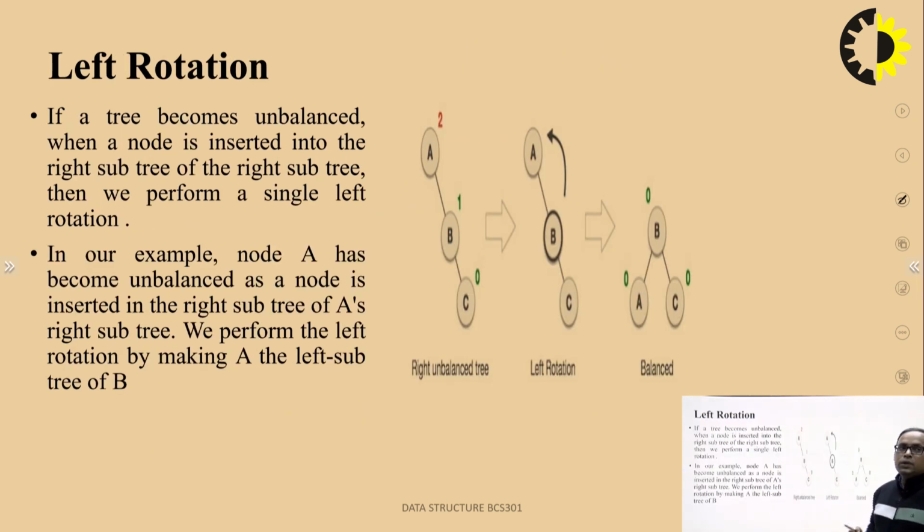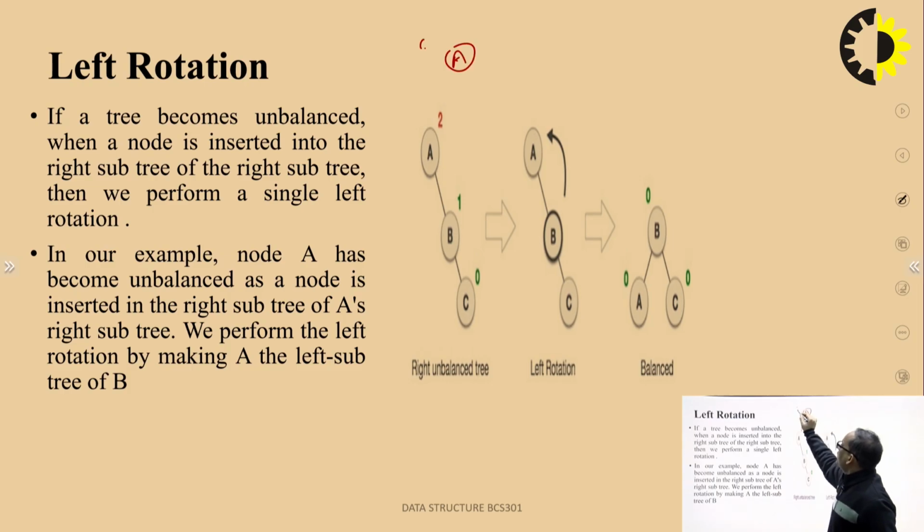So left rotation. What happens in the case of left rotation? If a tree becomes unbalanced when a node is inserted into the right subtree of the right subtree, then we perform a single left rotation. It means whenever a tree becomes unbalanced after inserting a node in the right of its subtree, then we need to perform the left rotation. The important point is that we need to recognize which rotation to perform to make the tree balanced. Left rotation is required whenever a tree becomes unbalanced after inserting a node into the right subtree of it. Like here, this is a particular node A.